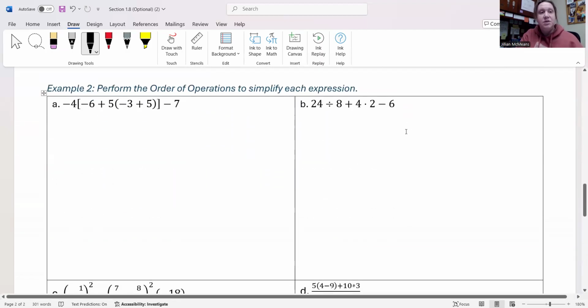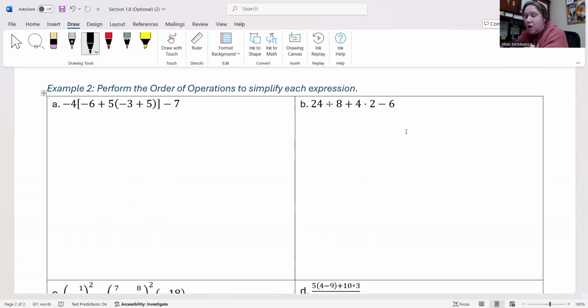Okay, so let's look at example 2. It says perform the order of operations to simplify each expression. Okay, so part A, we do have a situation here where we have nested grouping symbols. So notice for example A, we have brackets, and then inside those brackets, we have parentheses. We want to take care of this first, then deal with the larger set of brackets second. So first thing I'm going to do is go inside those parentheses that are inside those brackets, and I'm going to take care of -3 plus 5.